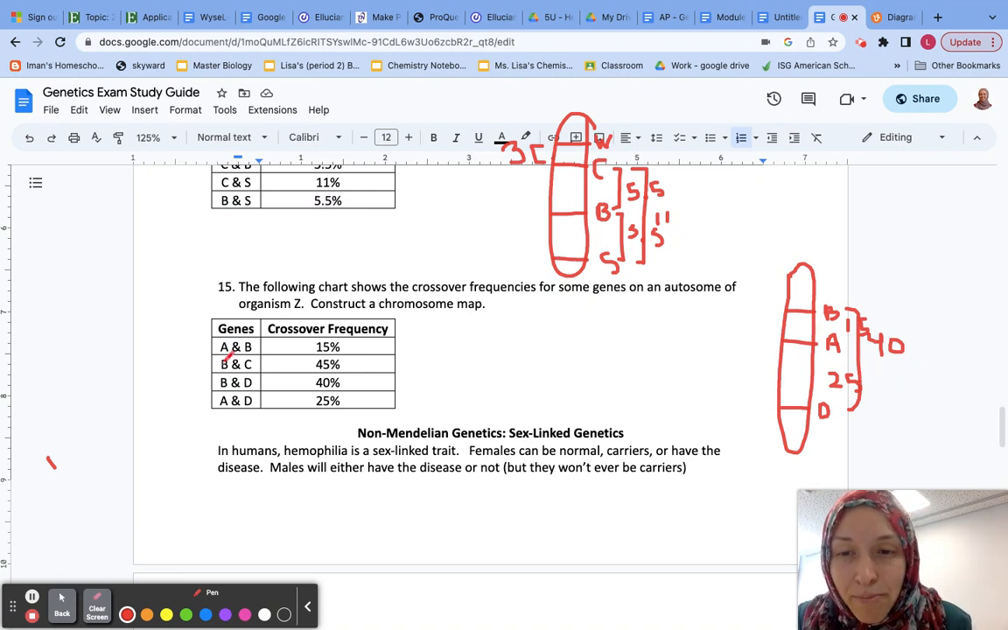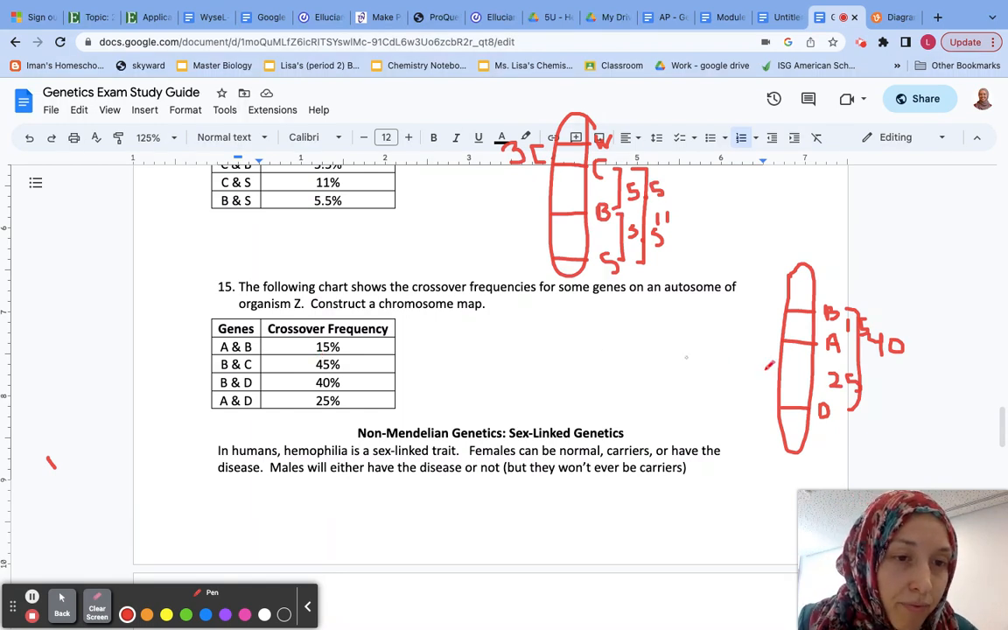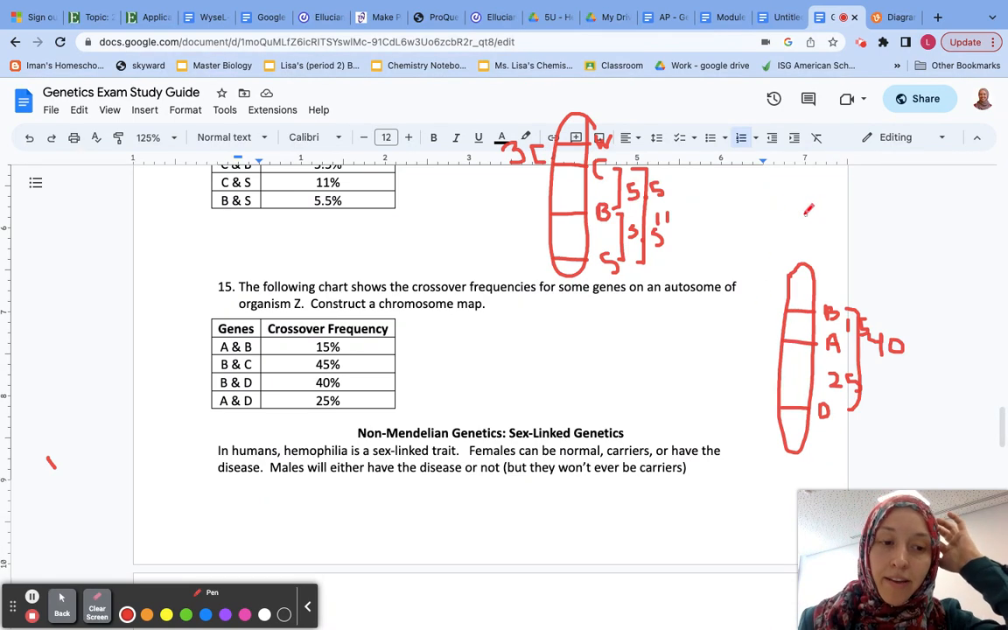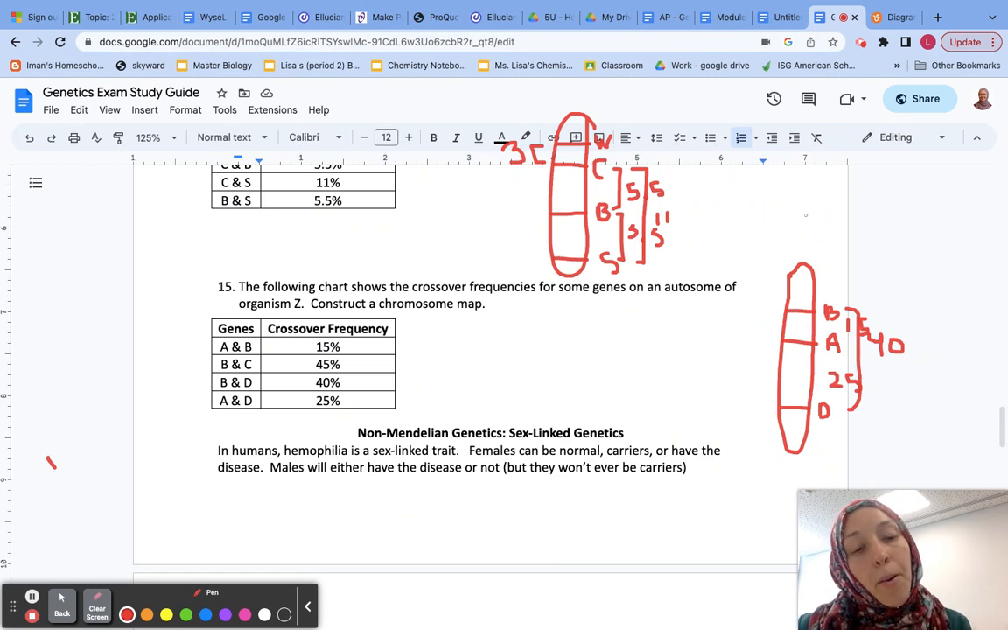Now I have to figure out this B and C, 45. B and C is 45. There's kind of two places C can go, right? Maybe C doesn't tell me how far C is from anything else. So B and C could either be down here, 45% away, or it could be up here, 45% away. I don't know. What do you guys think? Which one's more likely? I guess we don't really know.